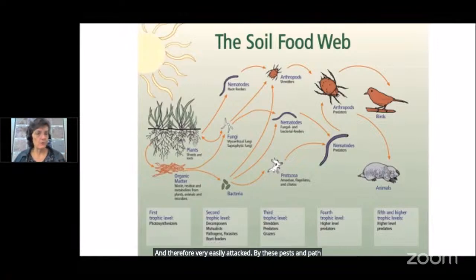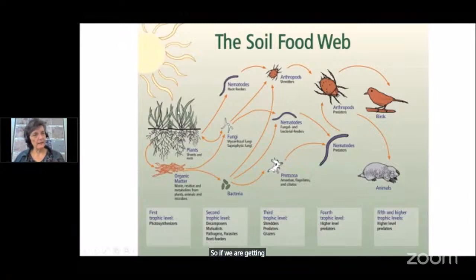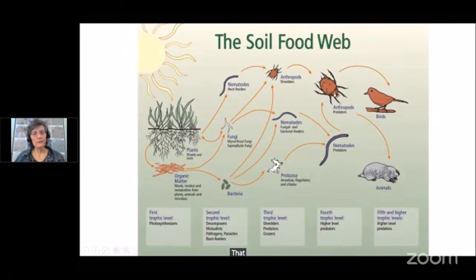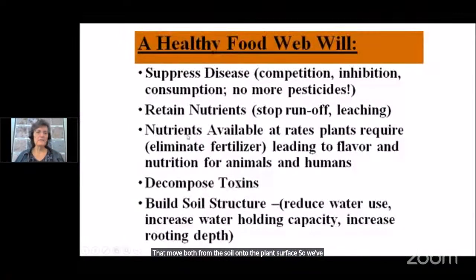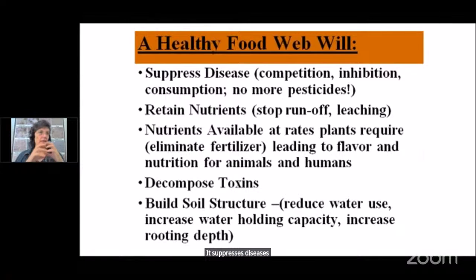So if we are getting this biology back into the soil, back in coverage, how do the organisms in the soil get onto your leaf surfaces? Well, that's the job of some of these bigger organisms that move from the soil onto the plant surface. So we've got to get all of these benefits. A healthy food web does all of these things. It suppresses diseases because of that protective layer all over the surface of the plant.